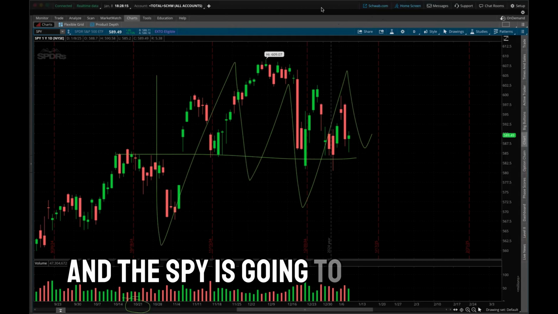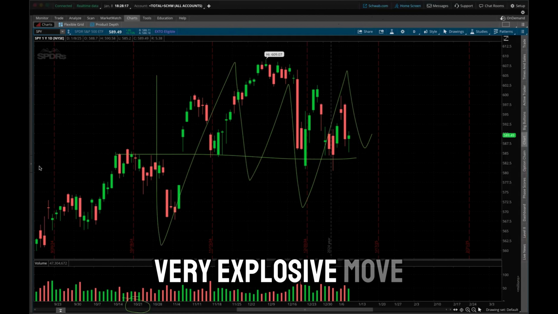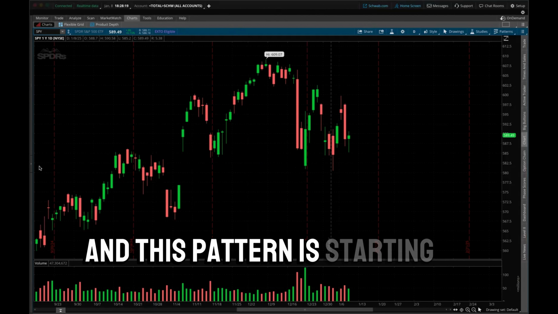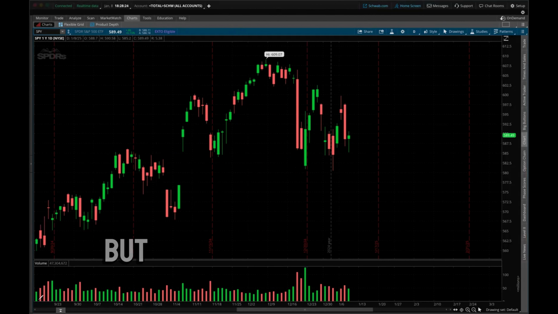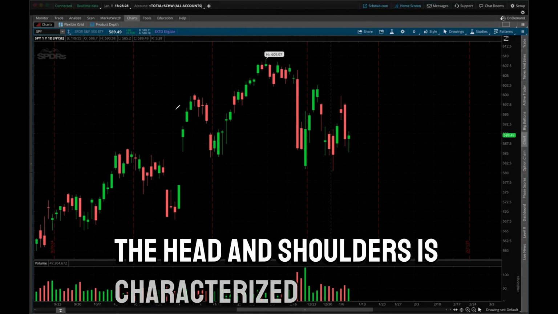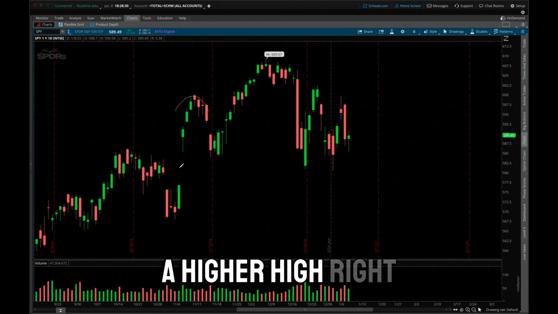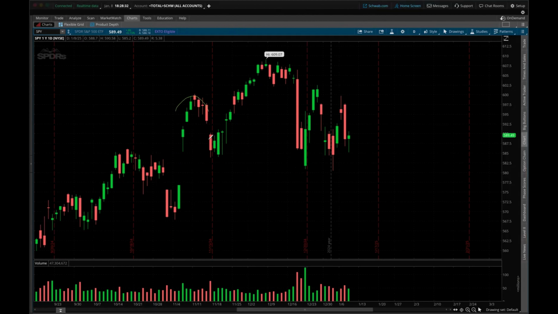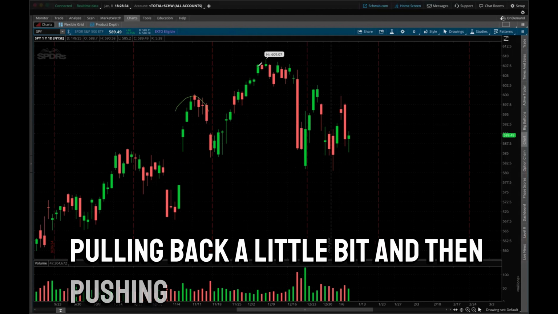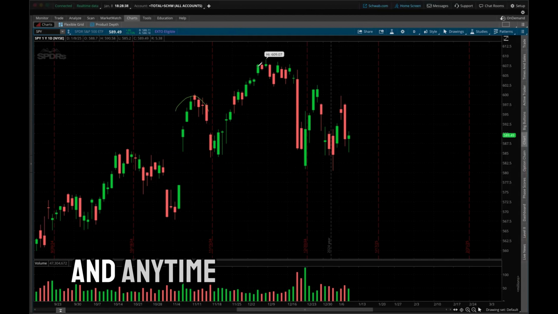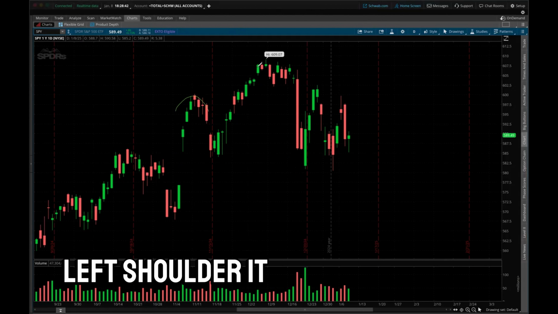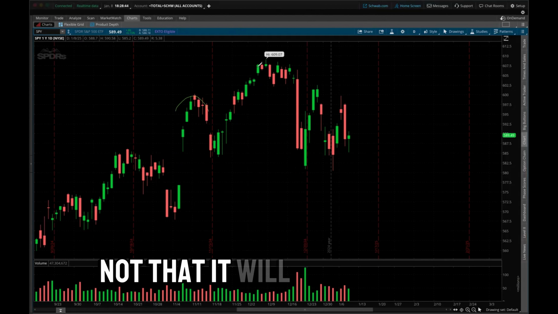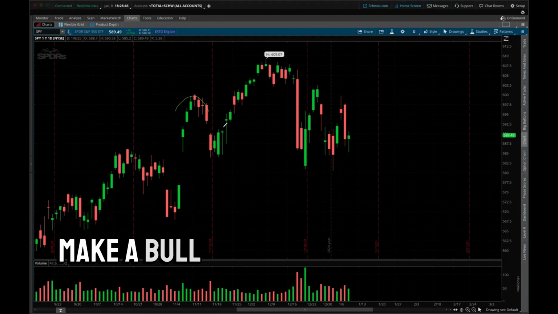And the SPY is going to make a very, very explosive move, and this pattern is starting to make it look like it could be downside. I'm not saying that it fully will, but I think that it has a high likelihood. The head and shoulders is characterized by a higher high, right? A very aggressive move to the upside, pulling back a little bit, and then pushing up, right? And anytime you see a higher high, that has a chance to be the quote unquote left shoulder. It has a chance. Okay, not that it will, it could just make a bull flag and then keep riding up to the upside.